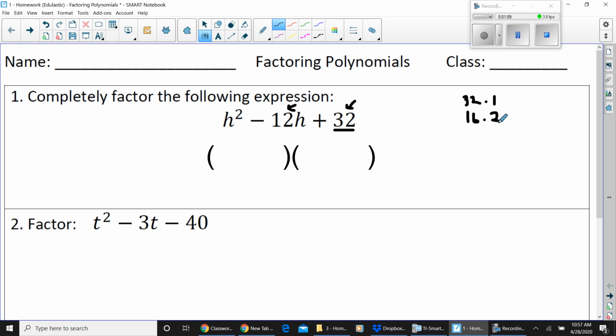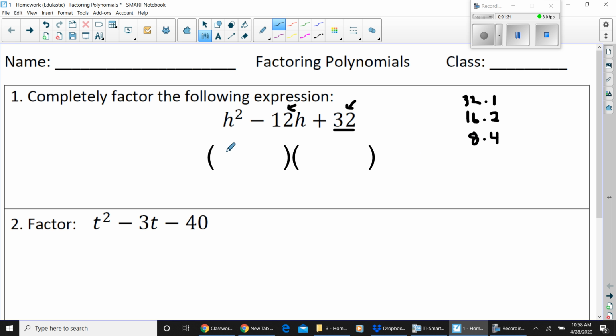Then it's 16 times 2. So 16 times 2 can make an 18, or it can make a 14 if you subtract them, not a 12. So now I'm going to go to 8 times 4. 8 times 4 is 32, and then 8 plus 4 is 12. Oh, we can use that.